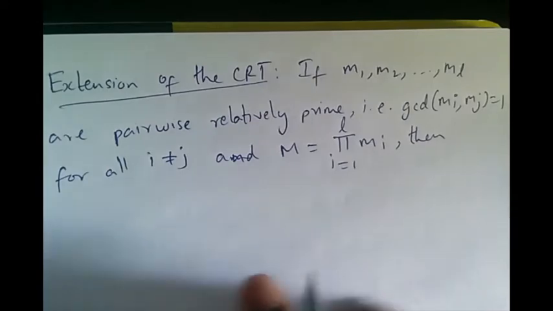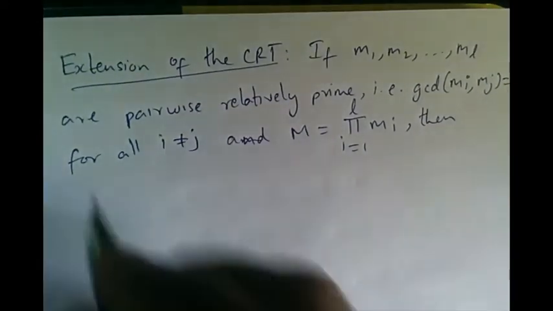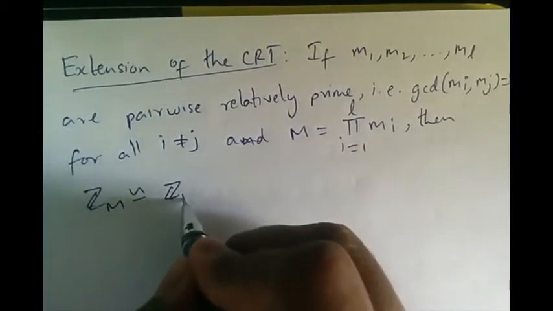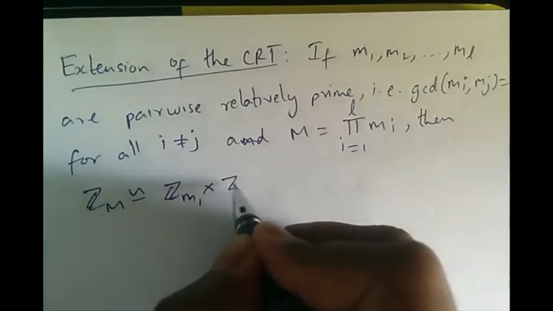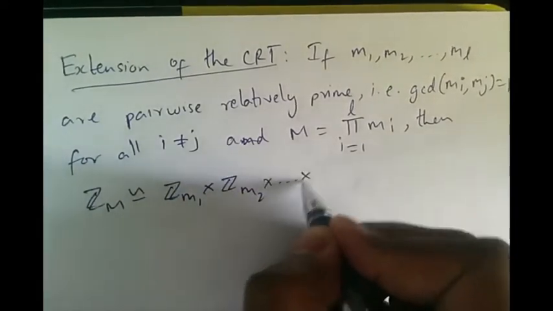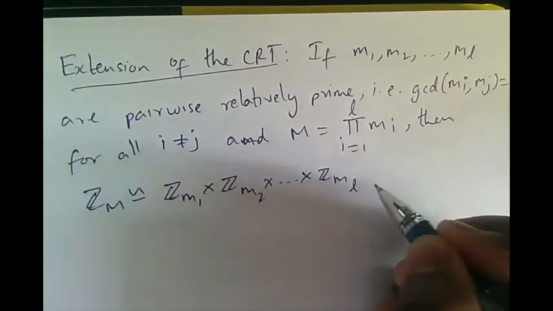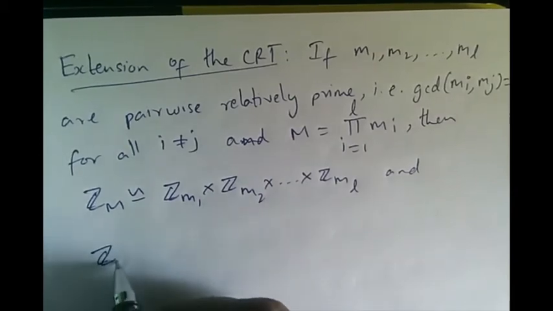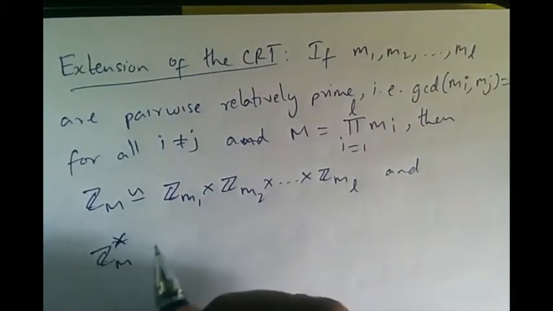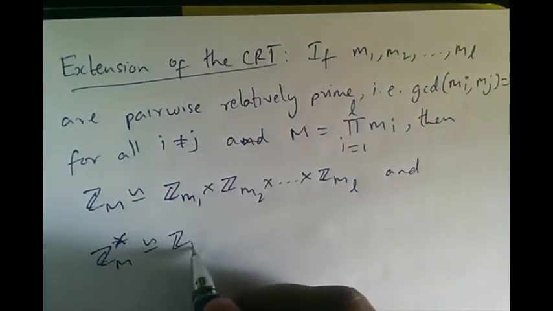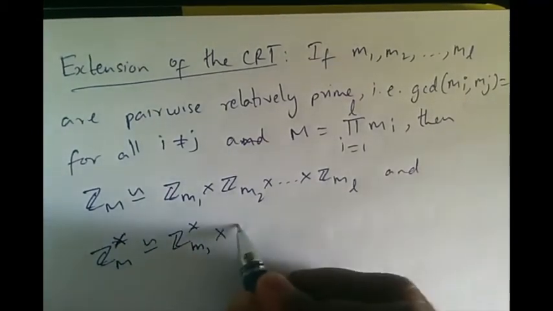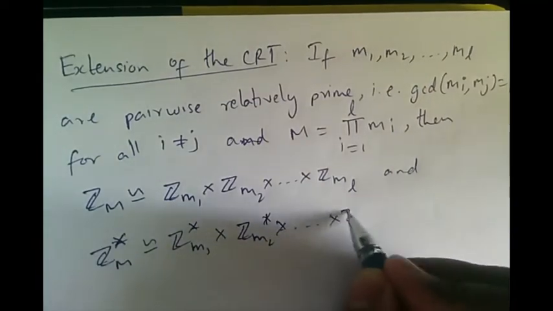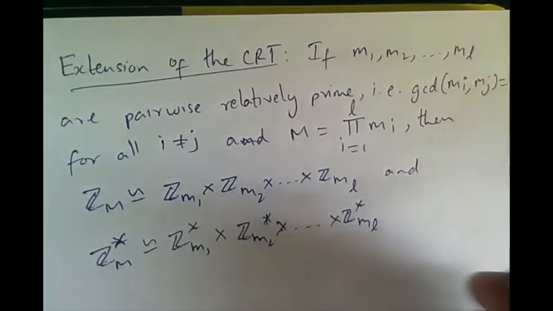Then Zm is isomorphic to Zm1 times Zm2 up to Zml, and Zm star is isomorphic to Zm1 star times Zm2 star up to Zml star. Okay.